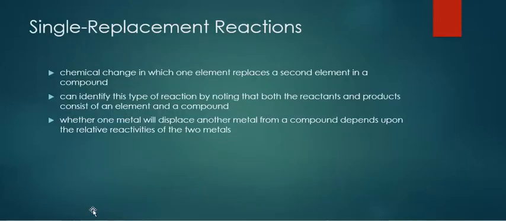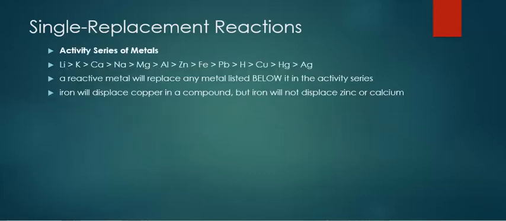Single replacement reactions. You have an element reacting with a compound. In this type of reaction, we have to look at what's known as the activity series for metals. Metals will only replace other metals if they are more active. Lithium is the most active metal, and it goes down to silver as the least active metal. I'll give you some examples.